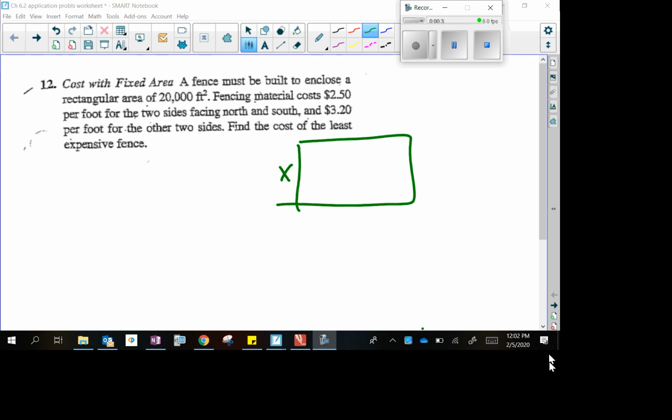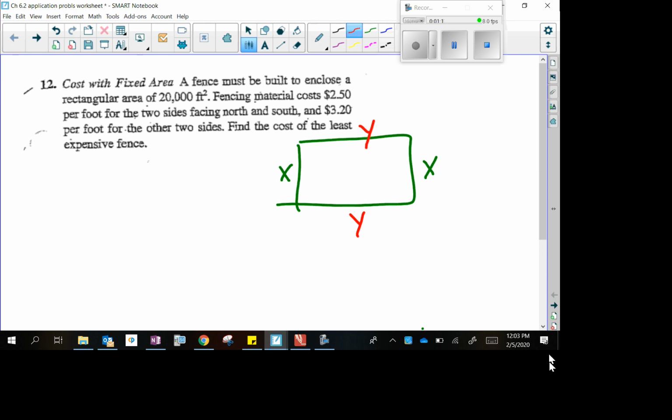Okay, so this first one is about a fence. We're using area and fencing, but we're adding the cost aspect into it. A fence must be built to enclose a rectangular area of 20,000 square feet. Fencing material costs $250 per foot for the two sides facing north and south, and $320 per foot for the other two sides. Find the cost of the least expensive fence. We're not going to worry about north and south. Let's just label the two shorter sides x and the two other sides y. It doesn't matter whether you get x to be one value and y the other. That doesn't make any difference.